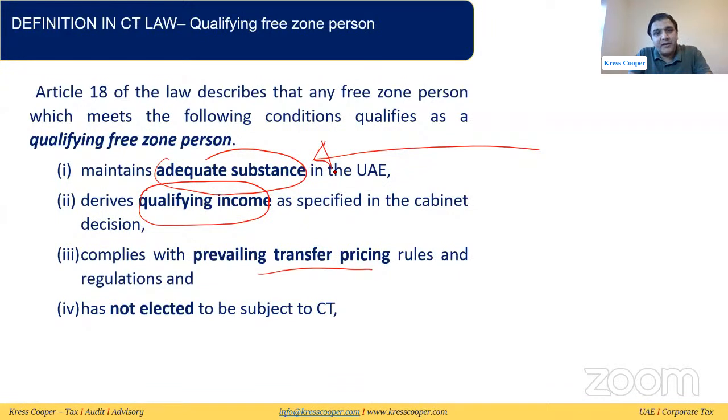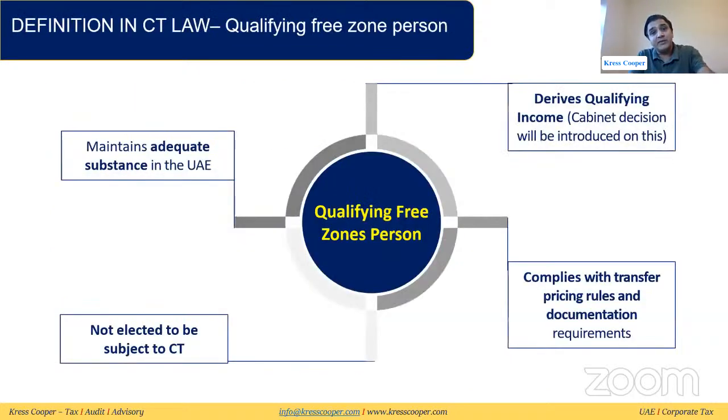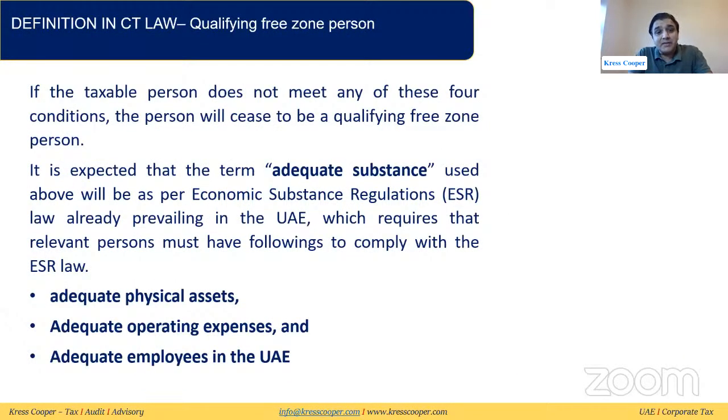Law is silent about this, but I believe we know that economic substance regulations are applicable in the UAE. These economic substance regulations require that the person must have adequate physical assets, adequate operating expenses, and adequate employees in the UAE, along with 2 other conditions. The person must be meeting SIGA, which means core income generating activity, and the person must be meeting 3 tests. Usually there are 3 tests in the economic substance regulation.